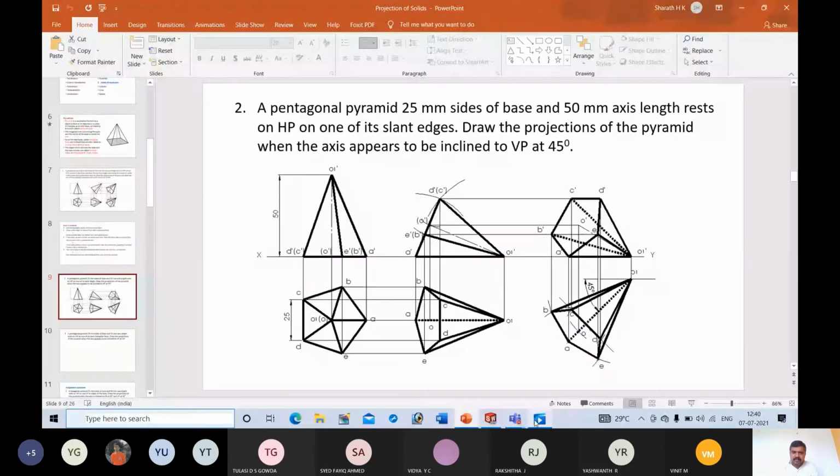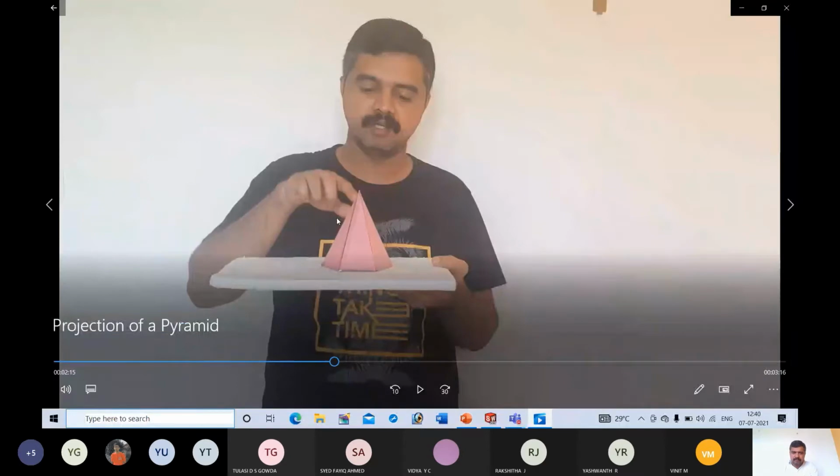So like this you should keep the pyramid for every problem. You should keep the pyramid like this only. For this problem also, initially the pentagonal pyramid will be kept in this orientation such that the axis of the pyramid will be parallel to VP. So that means in front view you can get the true height or true length of the axis.